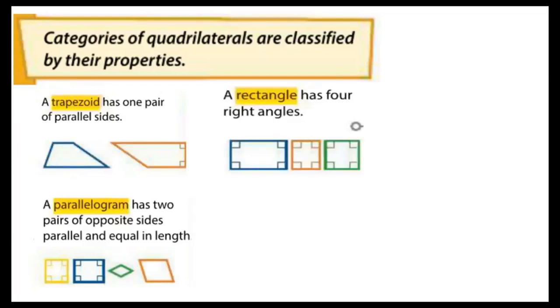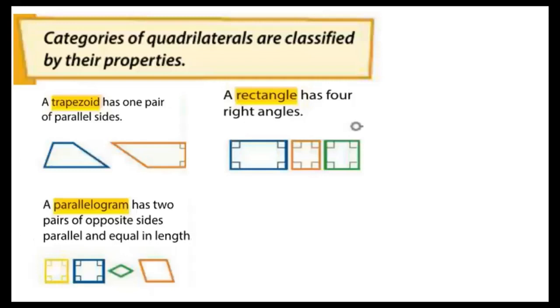Okay, a rectangle. What about a rectangle? What do you know about the rectangle? How can you identify that this shape is a rectangle? A rectangle has four right angles. Also, each two opposite sides are equal in length and parallel.